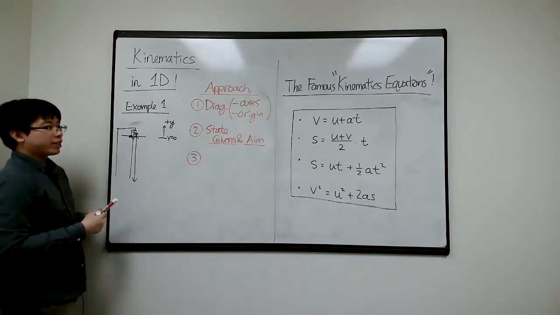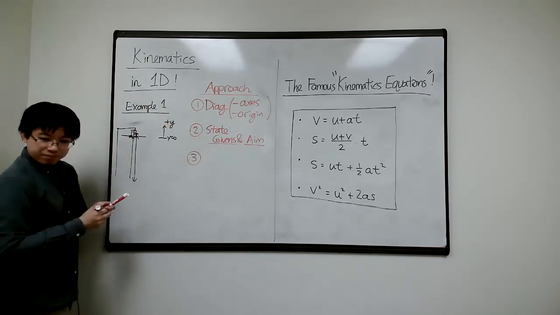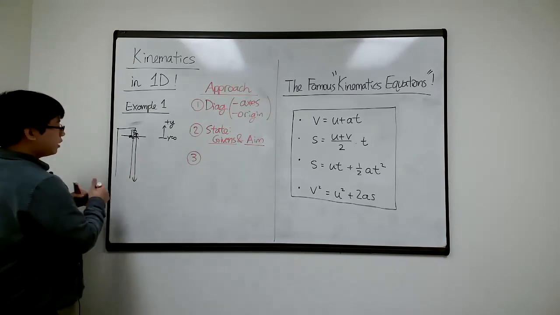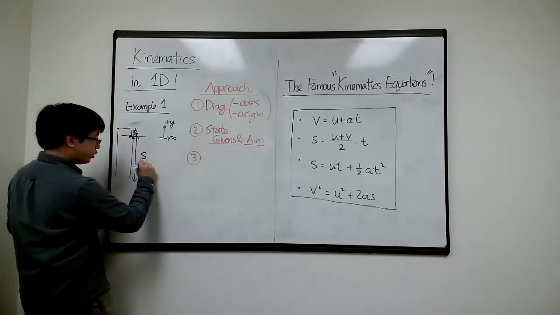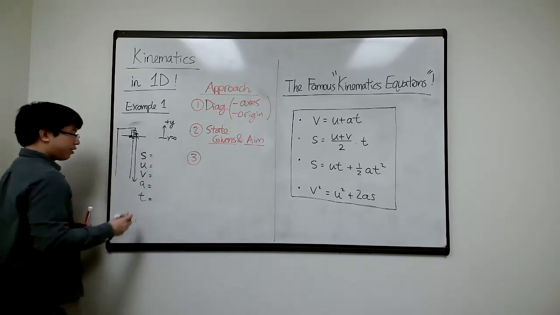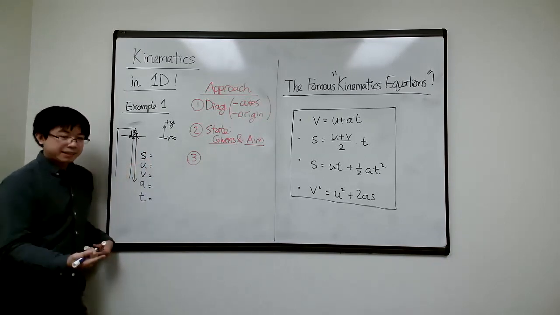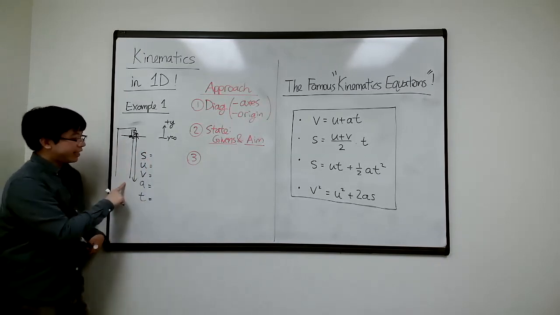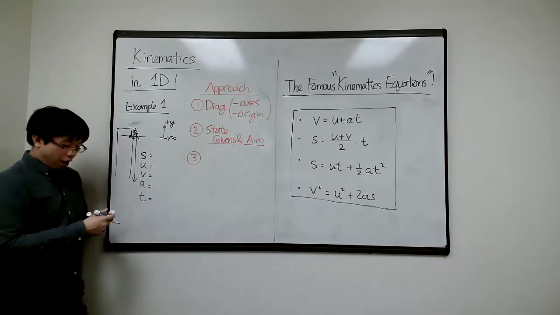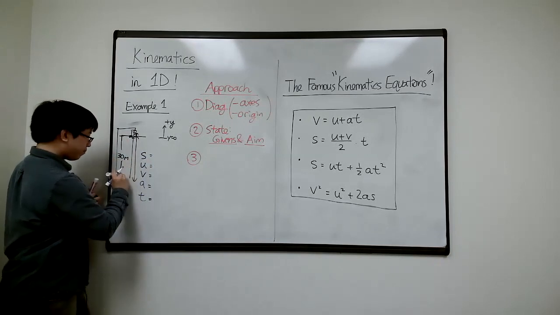So what does that mean? That means write down the SUVAT variables. Let's use blue. So I have S, U, V, A, T. What does S stand for again? It stands for displacement. From here to here, I'm jumping off a 30-meter tall building. So this is 30 meters.